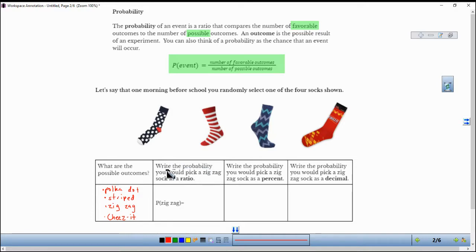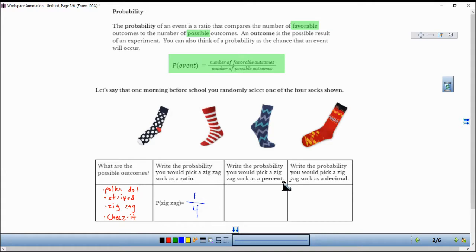It says, write the probability you would pick a zigzag sock as a ratio. So what this says is probability of zigzag equals, well, what are the number of favorable outcomes? How many times could you pick the zigzag sock out of these 4? Well, there's only one. So there's one zigzag sock out of how many total socks are there? How many possible outcomes? Well, we listed them here, 1, 2, 3, 4. So the probability of picking a zigzag sock is 1 in 4.